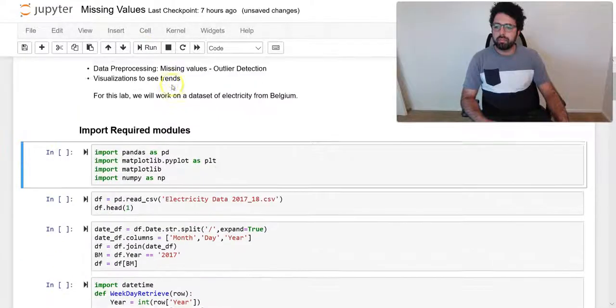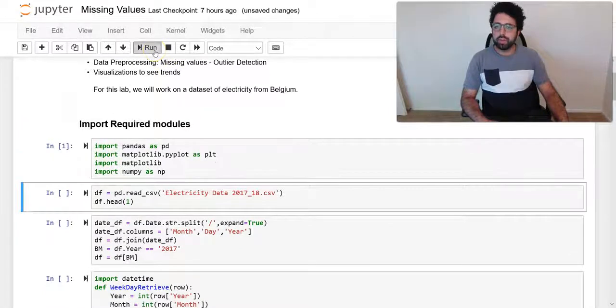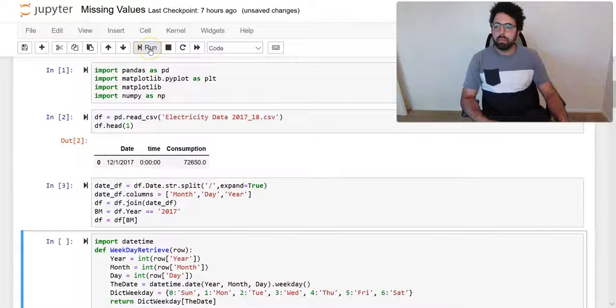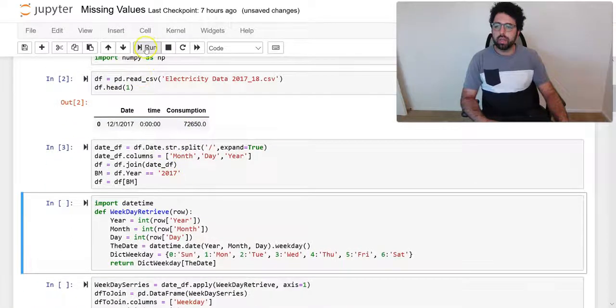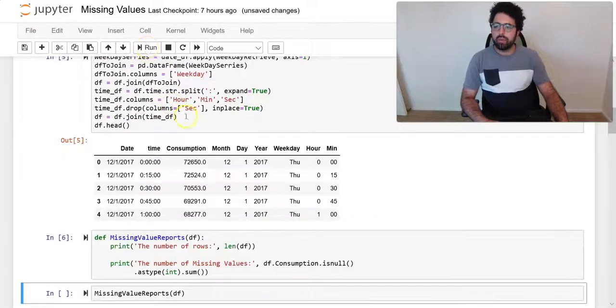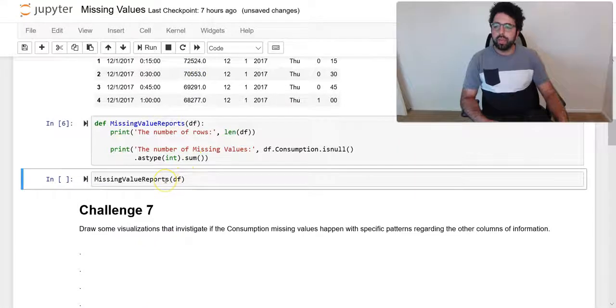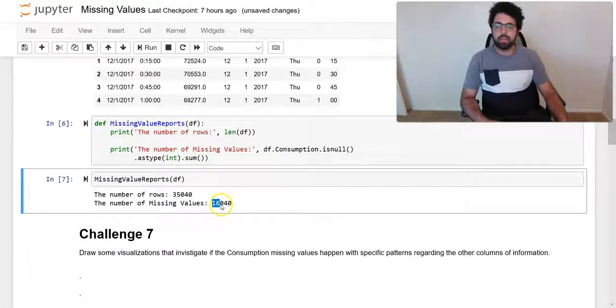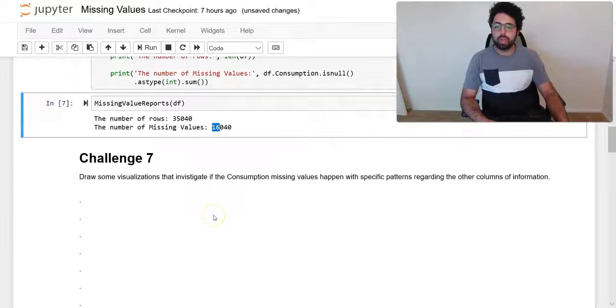So as I said, we're continuing from the previous work we did. We did a couple of different data preprocessing steps. We added a couple of columns. We removed a column that we didn't need. And then we got to a point where we saw we had around 60,000 missing values. So the very first challenge is to see if we can use some visualizations to help us figure out if there are any patterns regarding the way these missing values happen based on the other columns.